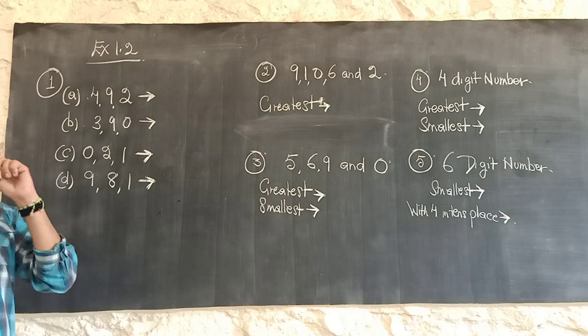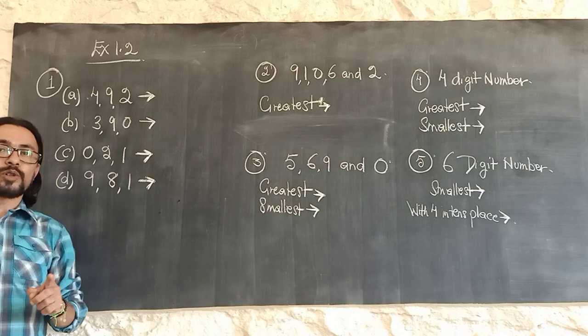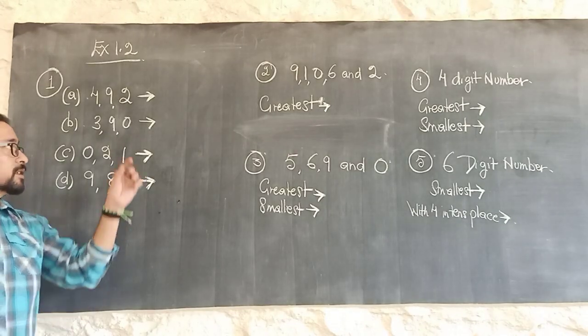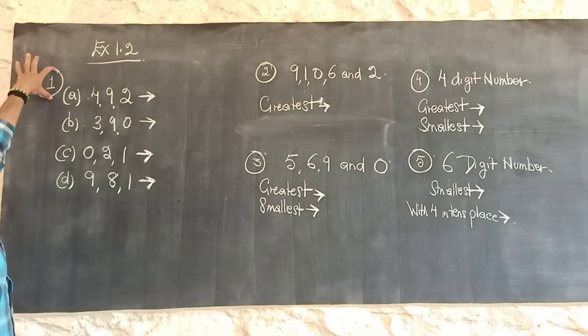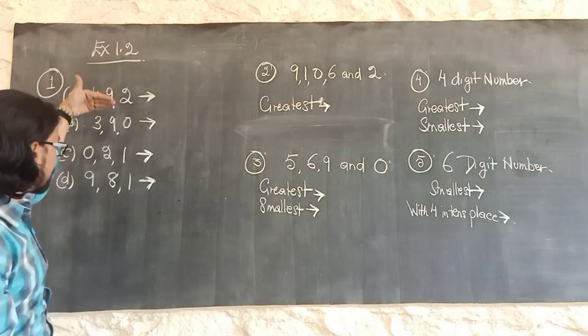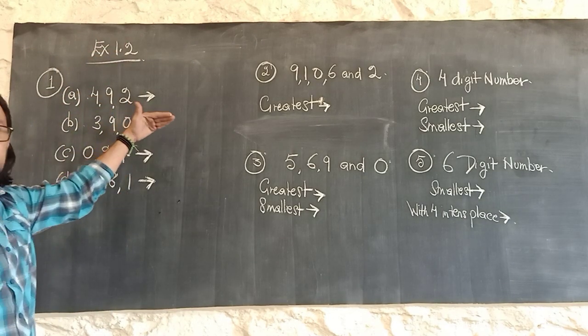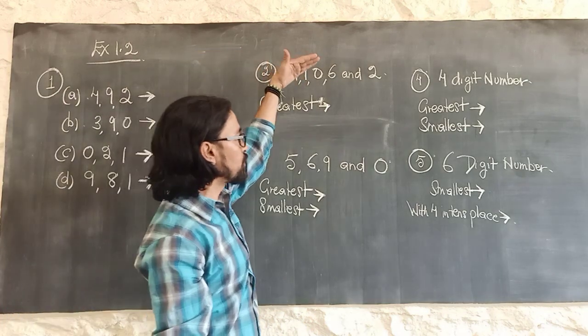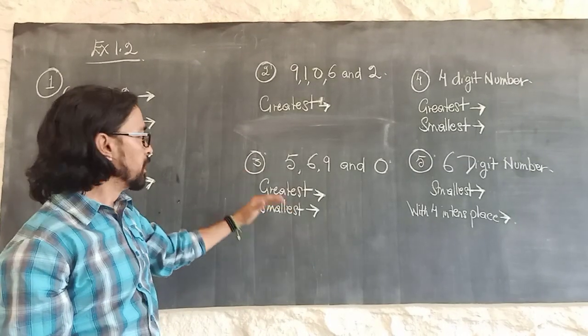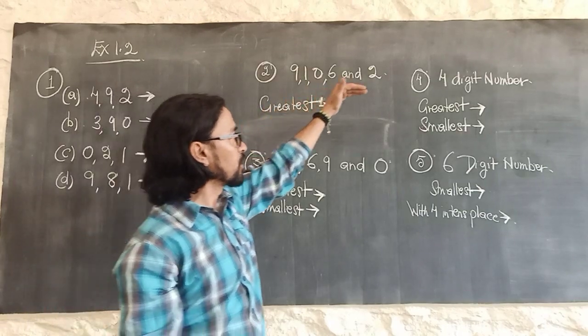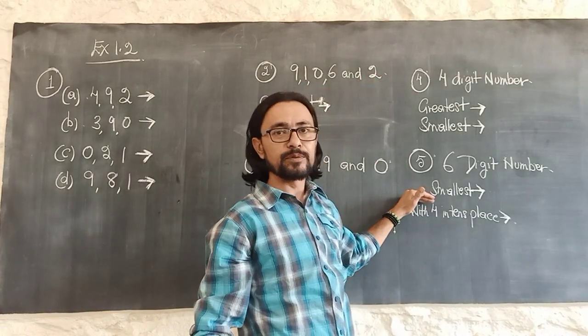Remember children, it's very important that you write the instructions given from the textbook. So I am not writing the instructions. So sum number 1, you write the instruction, write down the numbers, write down the answer. 2, write down the instruction, then do the sum. 3, write down the instruction. 4, write down the instruction. 5, write down the instruction.